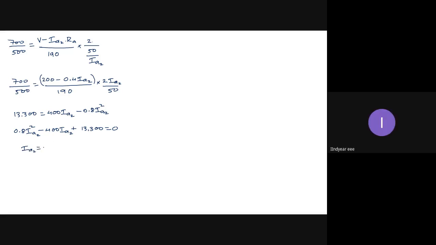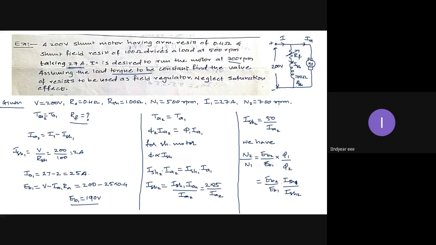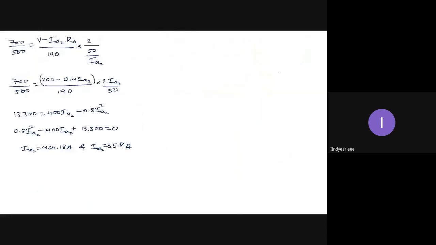IA2 is equals to 464.18 amperes and 35.8 amperes. So there are two values. I should choose one which should be more suitable. So 464 ampere current is not suitable for a 200 volt machine. The motor is of 200 volt input voltage. So a 200 volt input voltage motor cannot give 464 amperes of line current or armature current.